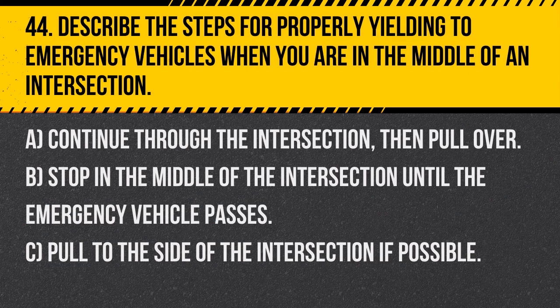Question 44. Describe the steps for properly yielding to emergency vehicles when you are in the middle of an intersection. A. Continue through the intersection, then pull over. B. Stop in the middle of the intersection until the emergency vehicle passes. C. Pull to the side of the intersection if possible.